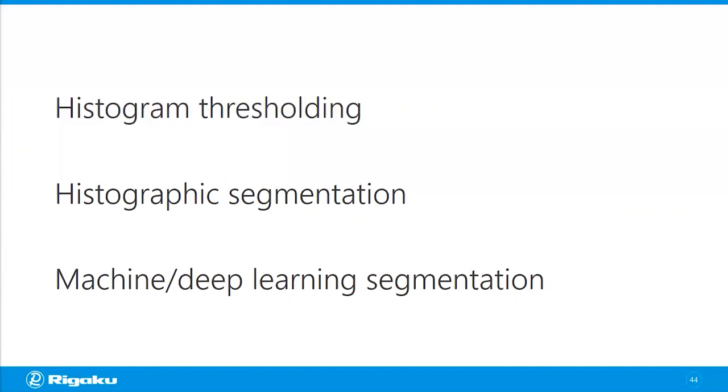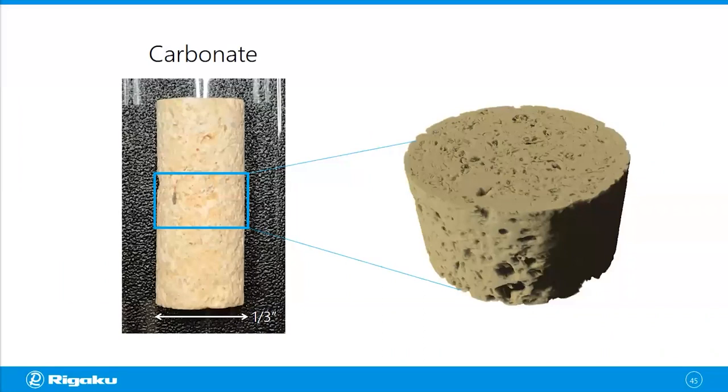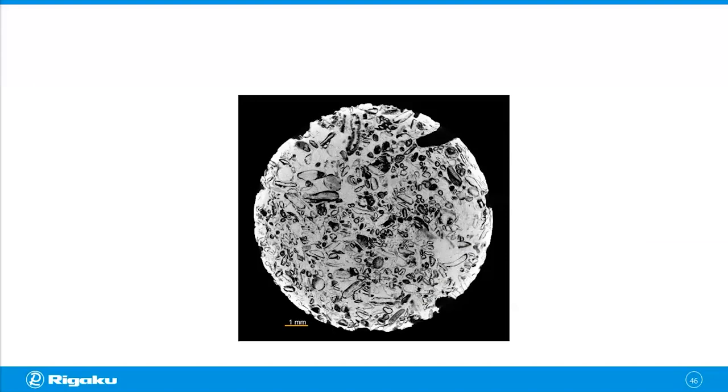You can use the raw data and do clean segmentation. Now, let's take a look at an example. So this is a carbonate core, and inside there are a lot of voids. Let's take a look at one cross-section. So this sample is showing a classic shading artifact.